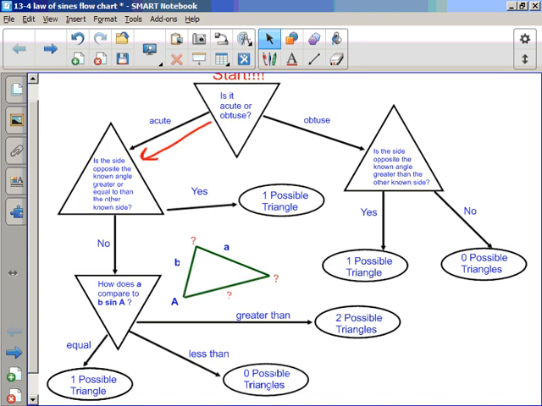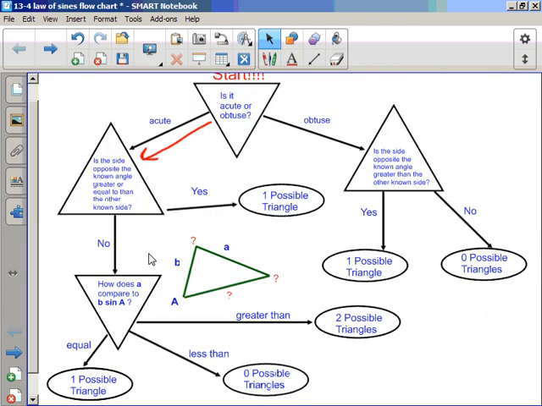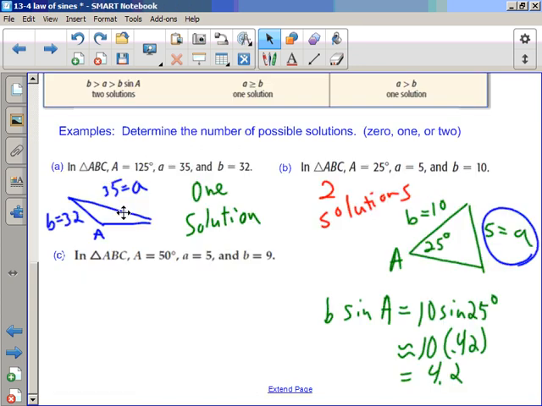It looks like it is not. The opposite side is not greater than. So we got to go down this path again. And it's a harder one again, because, once again, we're going to have to do a little math. All right, so the opposite side is 5 again, for some reason. And then B is 9.